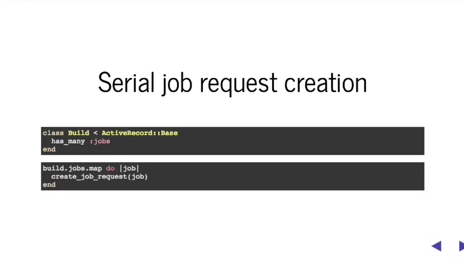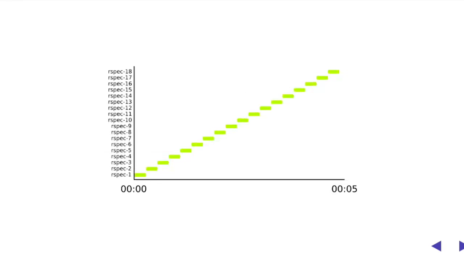And for example, in Ruby, it looks like this. So if you have a build with many jobs, and at one point you can say create a job request. This code is sequential, so it will create one job request per iteration. It looks basically like this. Each one of the green things is a job creation. And yeah, this is obviously slow. This is 5 seconds. We wanted to minimize it. For example, 1 second is acceptable.